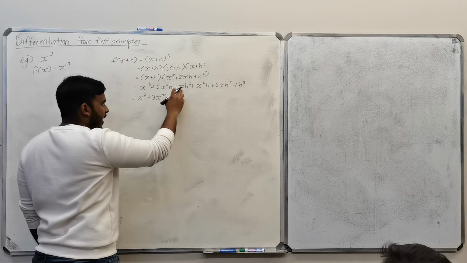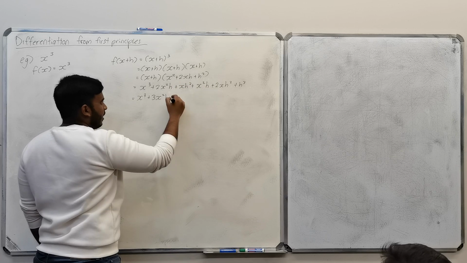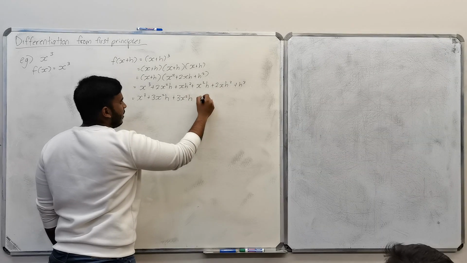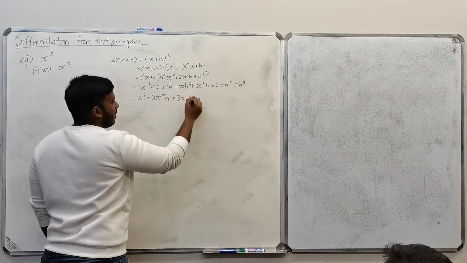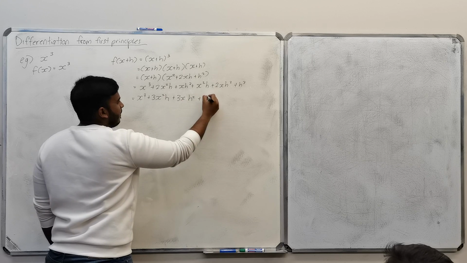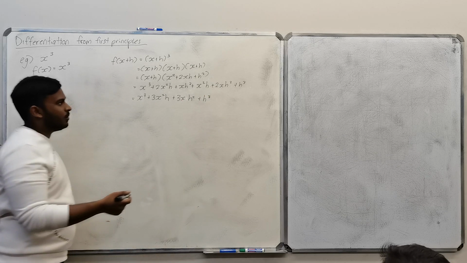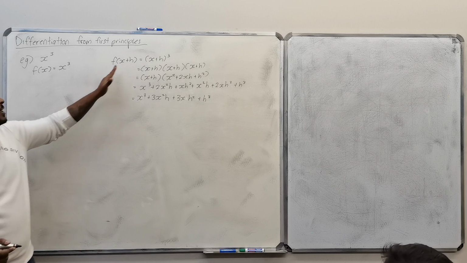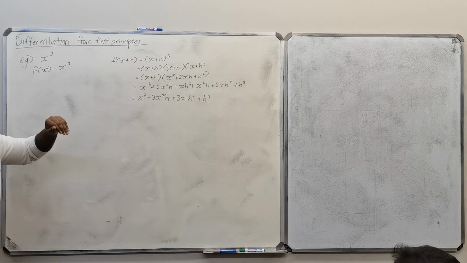Any other terms? We've got xh squared, so plus 3xh squared, and then h cubed. Okay, we covered all our terms. Did we forget any terms? I don't think so. Now we've got f of x plus h, and we've got f of x.